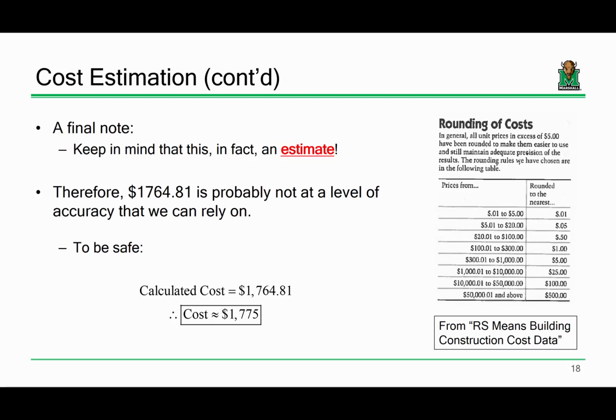It's a guess, all right? Things happen. Prices vary. So $1,764.81 is probably not a level of accuracy that we can rely on. But what I like to think of this is in terms of scale.